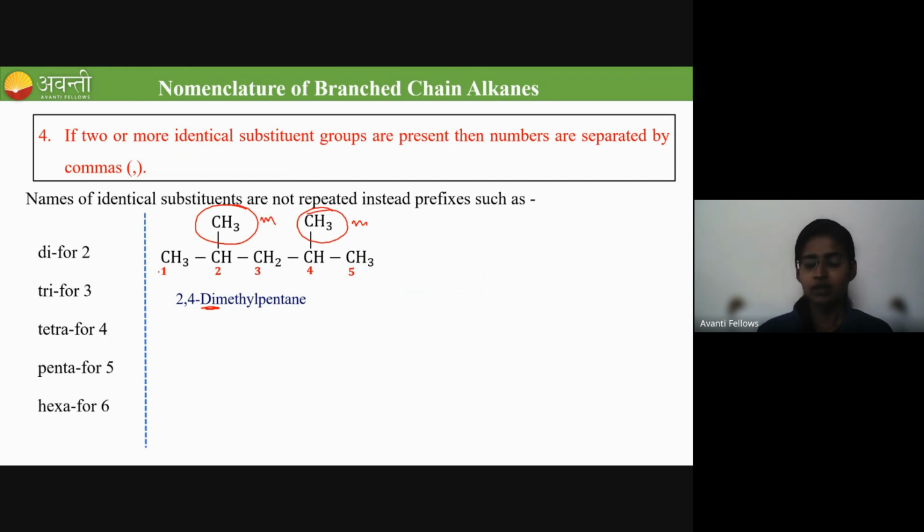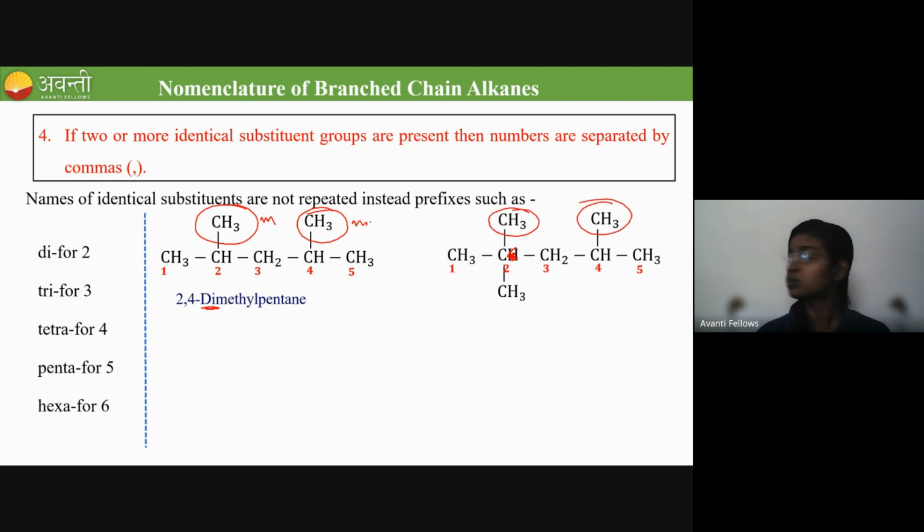Now I will give you one more compound. Actually, there should not be any H here. So this is the compound. Can anyone give me the name of this compound? Can anyone try? What is the name of this? How many substituents do we have here? 1, 2, 3, right? What is the name of this compound?